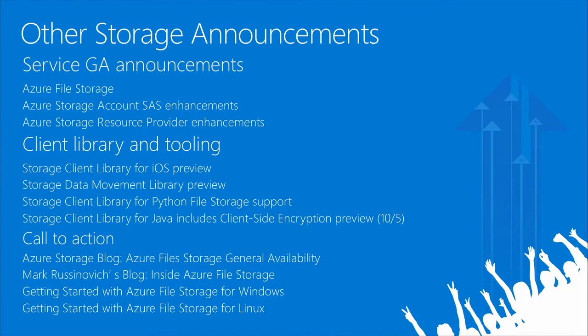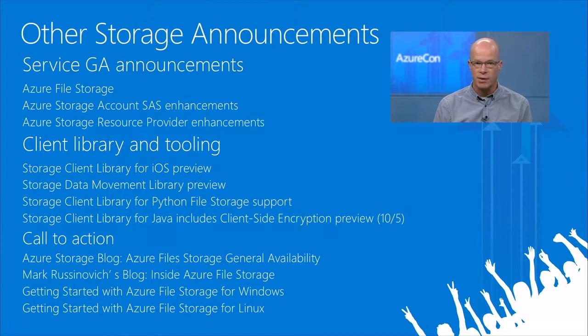We also have a couple of other announcements that we wanted to make. The first is that we're in the middle of rolling out some enhancements to our SaaS capabilities, enabling account-wide permissions to be granted using SaaS tokens. We also have protocol restrictions that you can enable, requiring, for example, HTTPS to be used by users of your SaaS tokens, plus the ability to restrict access to an external IP address. We've also got some enhancements to our storage resource provider that you might want to take a look at.